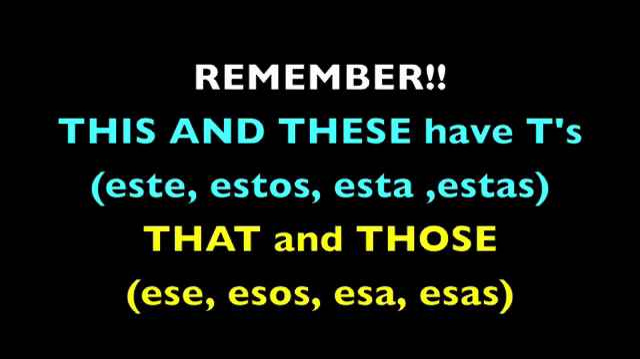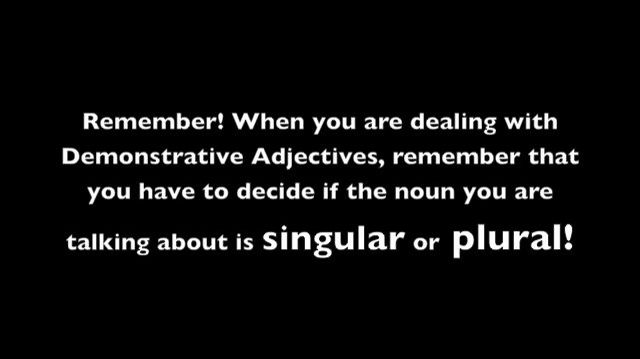So you're probably wondering, how are we gonna memorize all these? They all look alike. Well, just remember this. This and these have T's: este, estos, esta, and estas. They all have T's, so they mean this and these. That and those, they don't have T's: ese, esos, esa, esas. Look, they don't have T's, so they mean that and those. So just remember, this and these have T's, that and those don't. Also remember, when you are dealing with demonstrative adjectives, you have to decide if the noun you are talking about is singular or if it is plural.